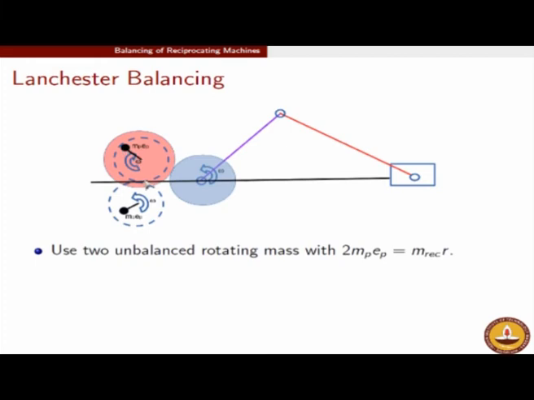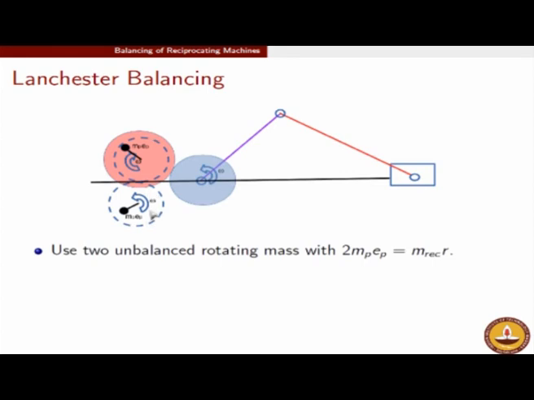This unbalanced mass is going to create the unbalanced force in this direction. Similarly this rotation is going to create unbalance in this direction. These two unbalanced masses are going to add up along the x direction, which is the direction of slider motion, but these two unbalanced masses will in fact nullify each other in terms of the y directional forces.